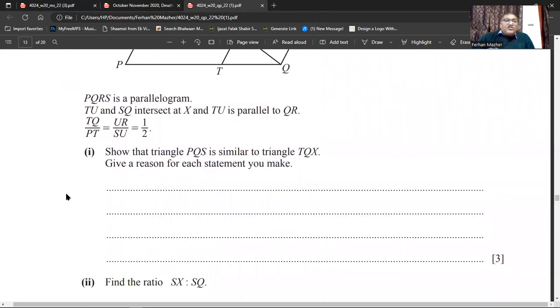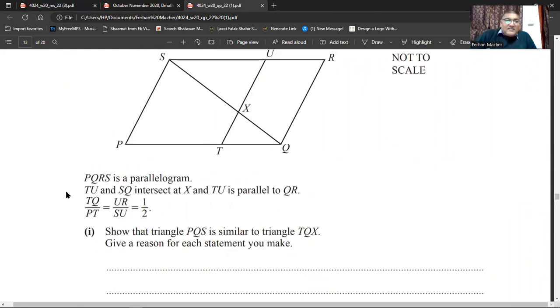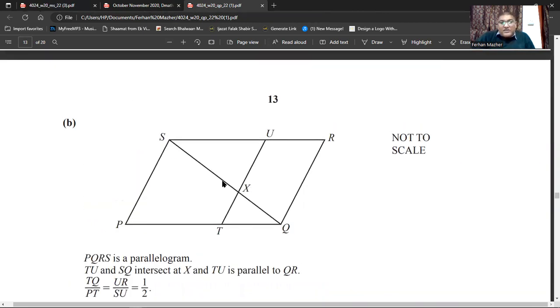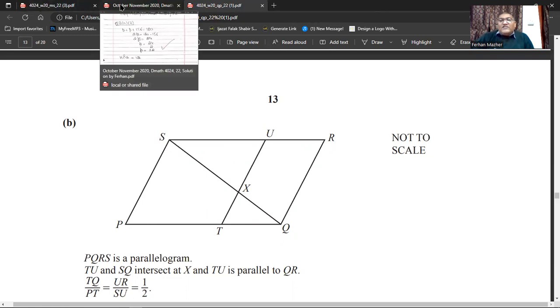Okay. Show that triangle PQS and triangle TQX are similar to each other. We have to show that, give a reason for each statement. So we are talking about this triangle, and because these lines are parallel to each other, this angle and this angle are equal. This is called corresponding angles. This angle here and this angle here are equal to each other because they are corresponding angles. This angle will be common.